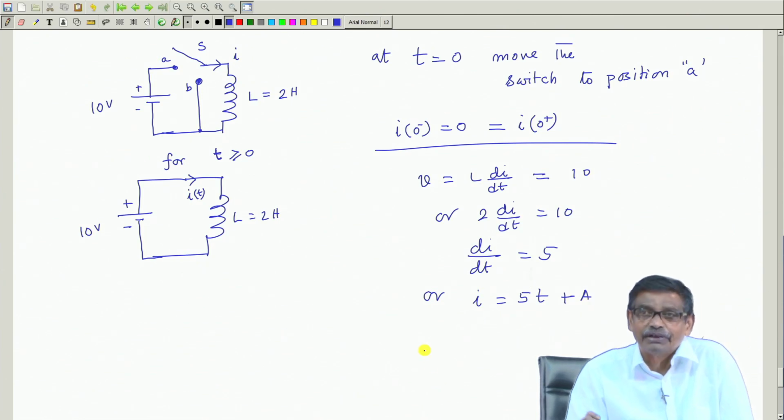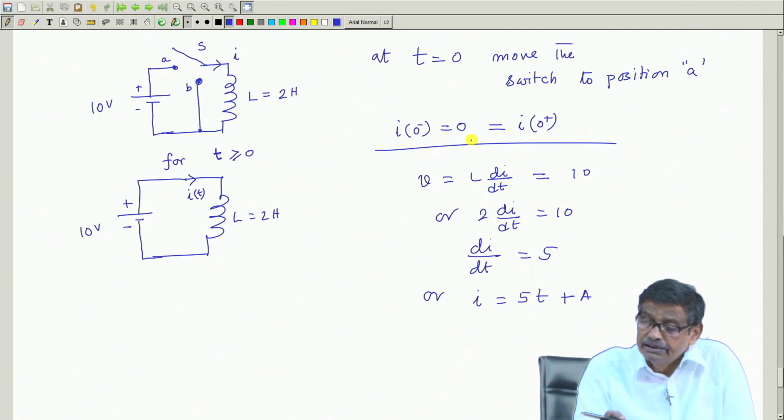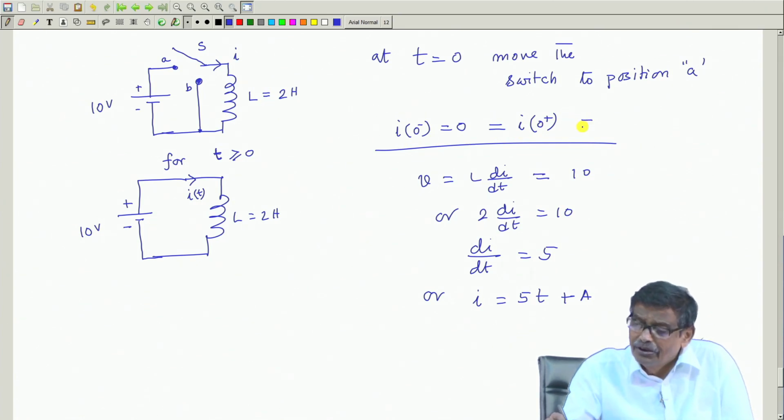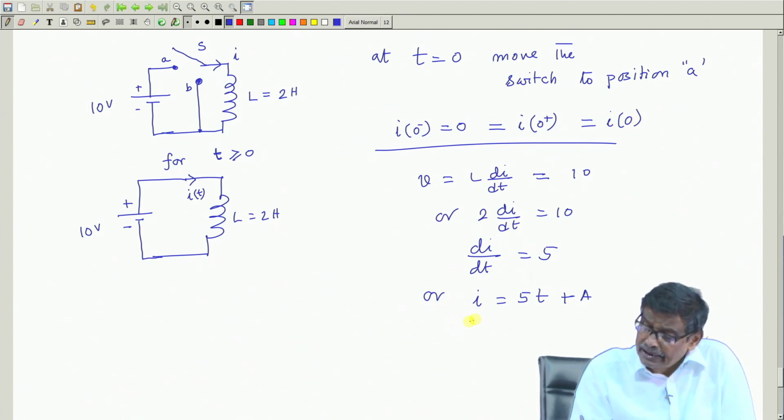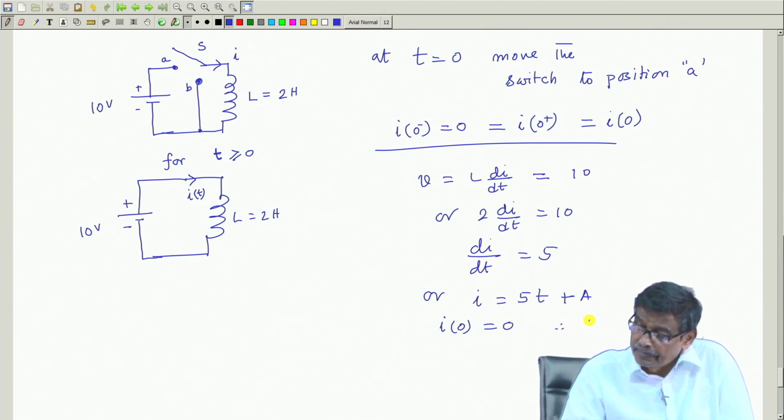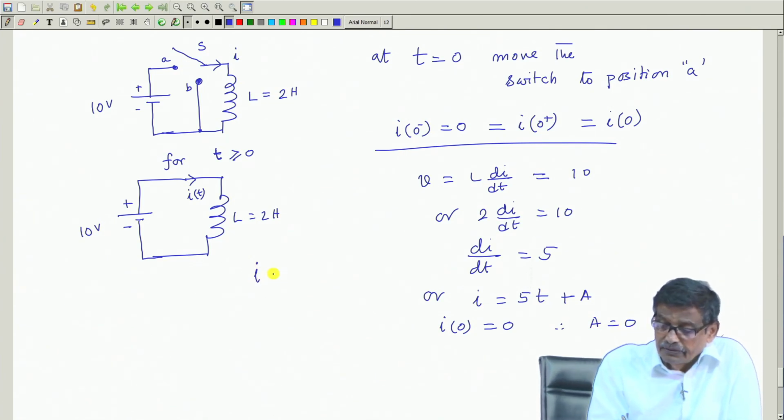This is another way of doing it. So, I is equal to 5t plus A, and this value of A I will find out from the initial condition. Here I 0 minus, I 0 plus, which is also I 0 for all practical purposes. Therefore, I apply this condition and find out the value of A. So, I 0 being 0, therefore, A must be 0 and your I is equal to 5t.